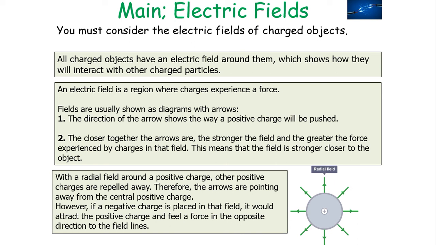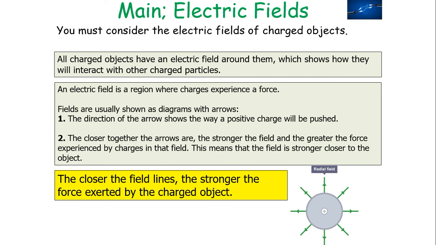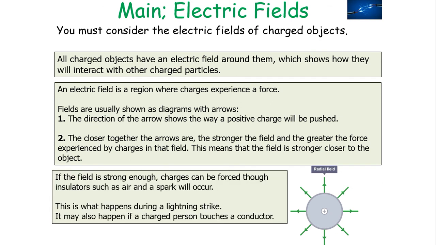Now, with the radial field around a positive charge, other positive charges are repelled away, so therefore the arrows are pointing away from that central positive charge. However, if a negative charge is placed in the field, it would attract the positive charge and feel a force in the opposite direction to those field lines. Now, field lines point away from positive charges and towards negative charges. The closer the field lines, the stronger the force exerted by the charged object. Now, if the field is strong enough, charges can be forced through insulators such as air, and a spark will occur. This is what happens during a lightning strike, and can also happen if a charged person touches a conductor. They all work by the same effect.